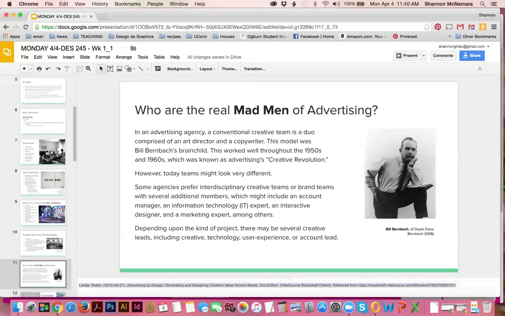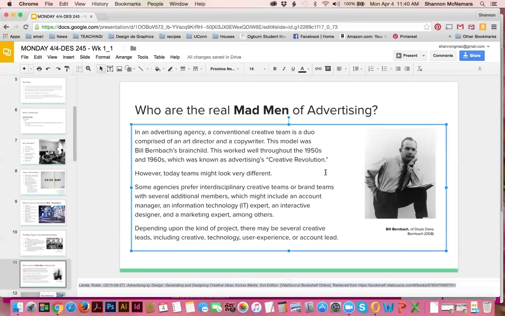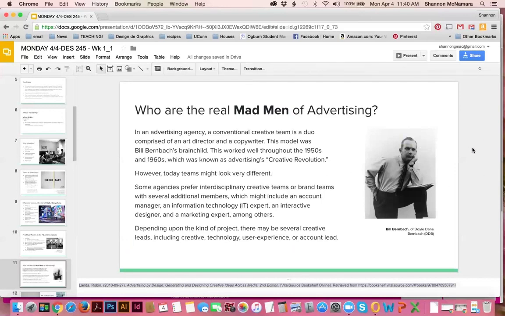However, today, advertising creative teams would probably look very different. Some agencies prefer interdisciplinary creative teams or brand teams, which have several additional members, such as account managers, IT people, interactive designers, marketing experts, and then your graphic designers and your copywriters. Depending on the kind of project, there might also be several creative leads, including a technology expert, a user experience expert, or an account lead. Things were done a little differently than now, but the whole idea of working in a team really started in the 1950s and 1960s.